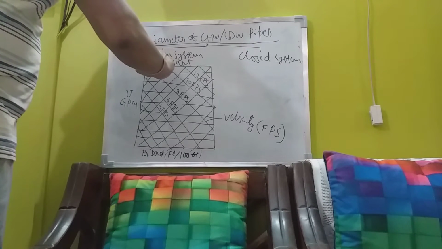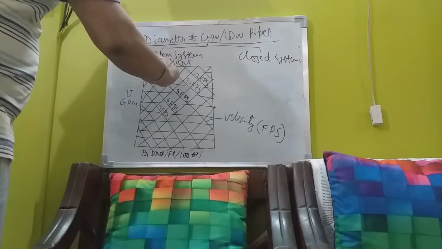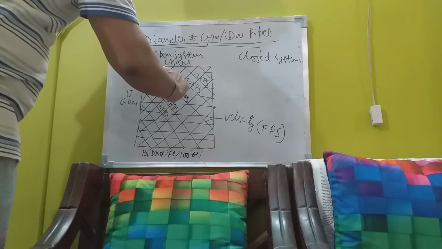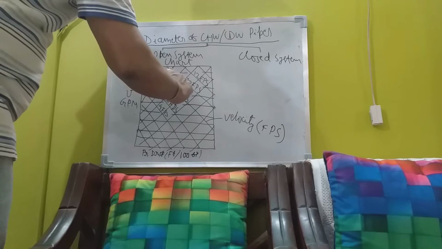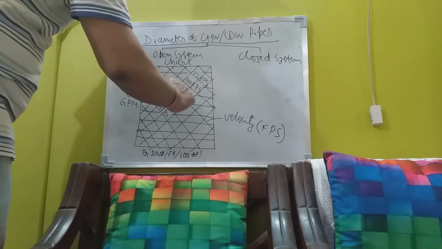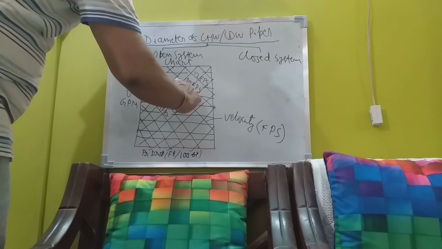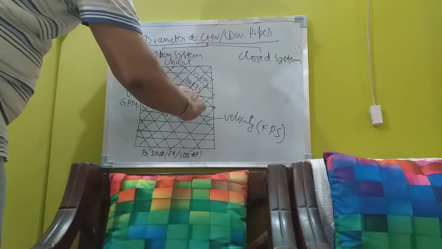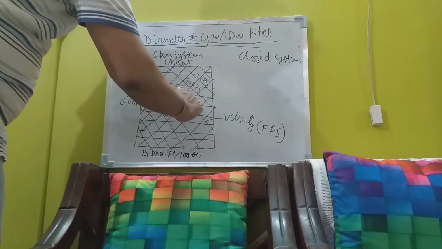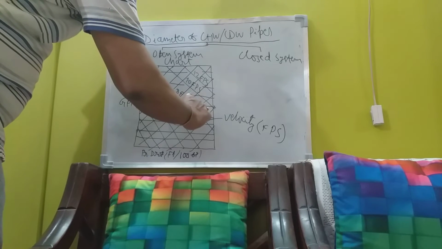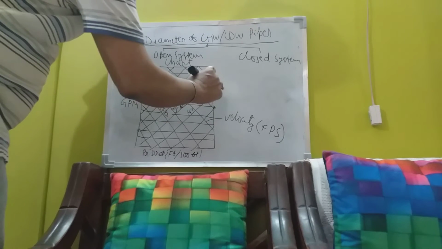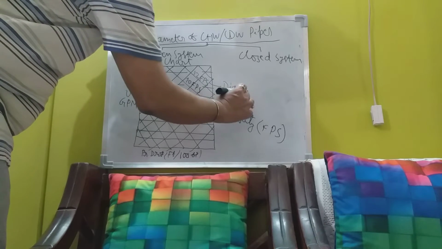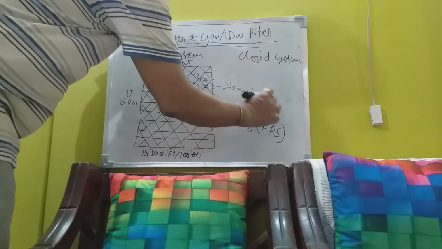This diameter: 2 inch, 4 inch, 6 inch, 8 inch, 10 inch, 12 inch, 14 inch. These are diameters in inch.